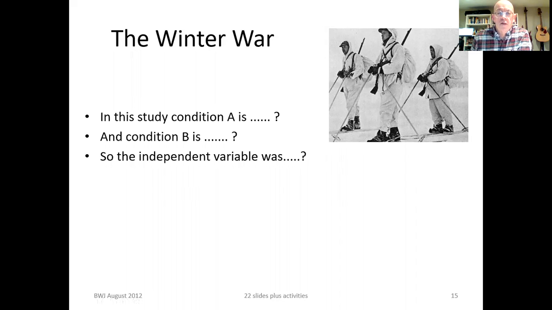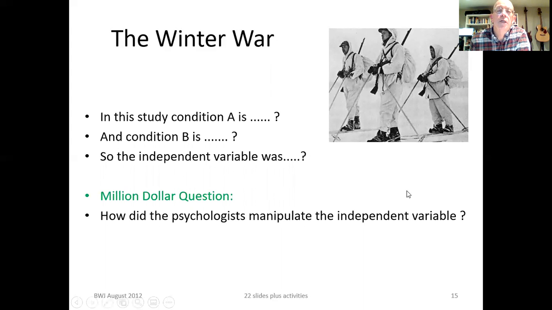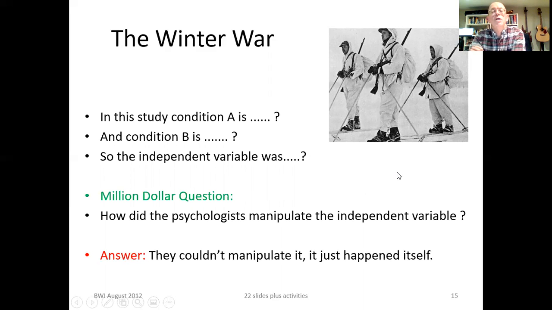So ask yourself, okay, in this study, what was condition A, what was condition B, and what was the independent variable? And the big question is, how did the psychologists manipulate the independent variable? And of course, they couldn't manipulate that. We can think about why that would be the case. It just happened by itself. Psychologists are not allowed to shoot people to see what effect it has on their wives. It's an ethical issue, and we'll be talking a lot more about ethical issues in the next few lessons.